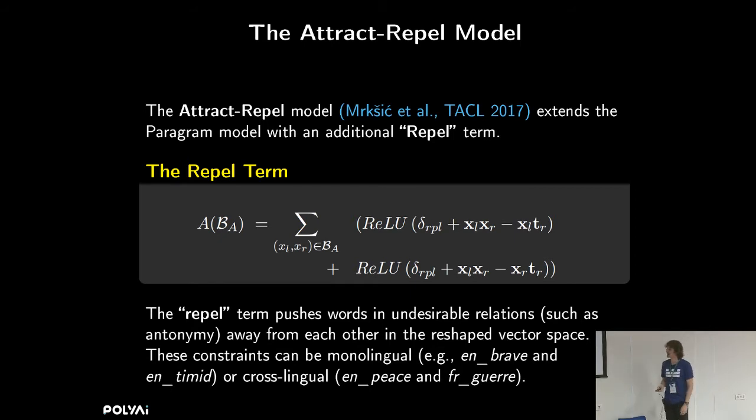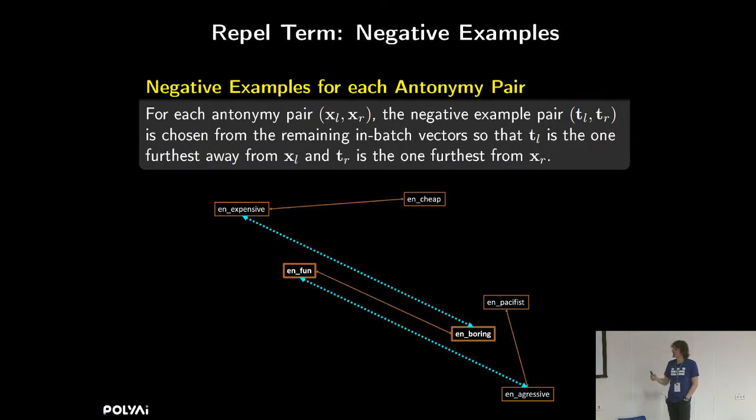So again, in the example, if we have a link between cheap and expensive, so that's an antonymy link, and we find the word boring, which is the furthest away from expensive that we could find in the mini-batch, we actually push cheap and expensive as much as possible away from each other, so that they're by a margin further away than expensive and boring. So it's a pretty simple idea, and it's an analogy with the synonymy thing from PARAGRAM.